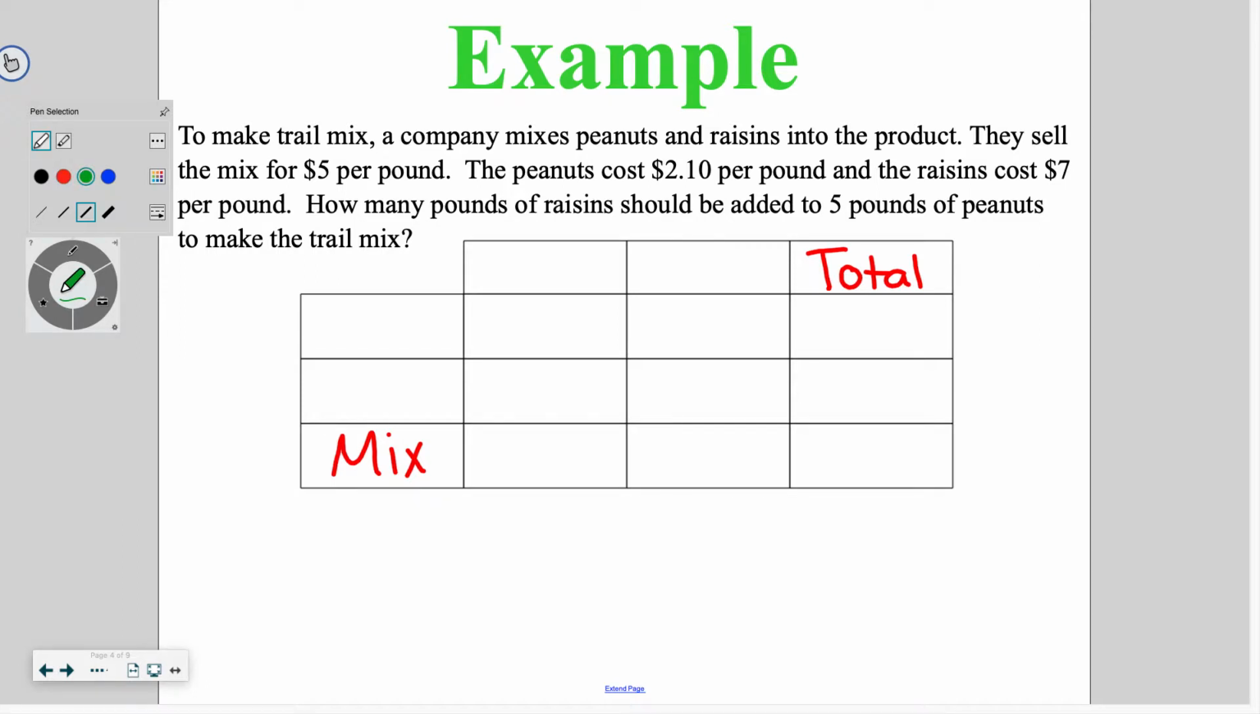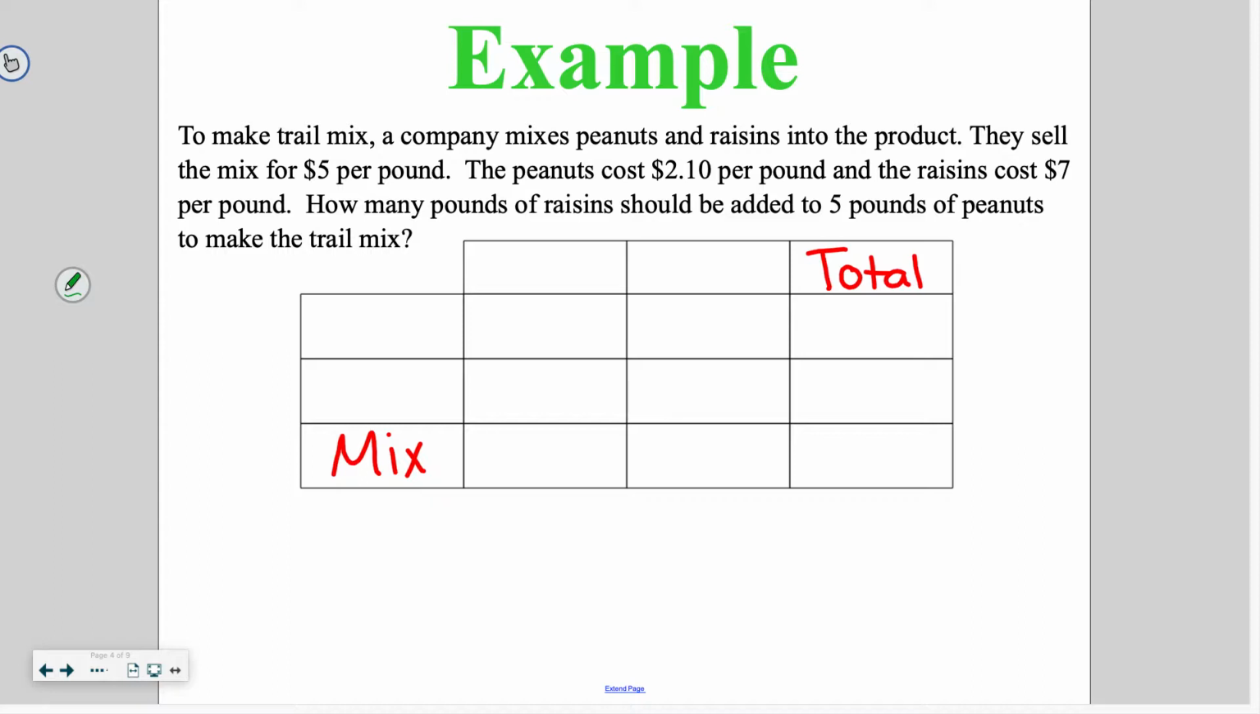In the case of this problem, to make trail mix, a company mixes peanuts and raisins into its product. They sell the mix for $5 per pound. The peanuts cost $2.10 per pound, and raisins cost $7 per pound. How many pounds of raisins should be added to 5 pounds of peanuts to make the trail mix?